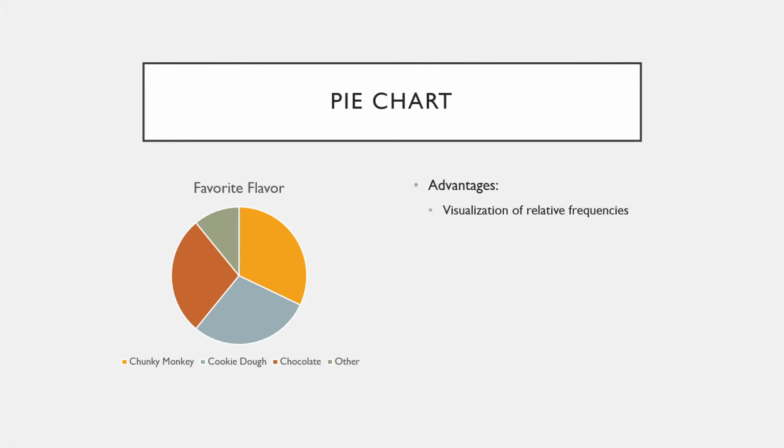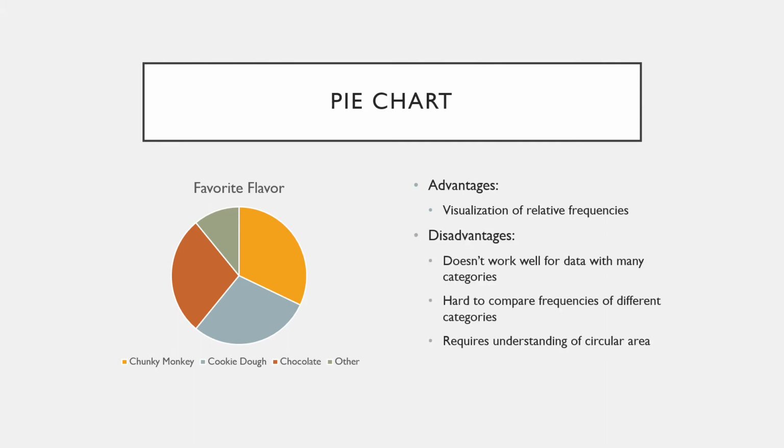Advantages of this one: it's a nice visualization of the relative frequencies, so I can see that here somewhere more than a quarter of people, but less than a half, probably around a third, chose this category. Same with this. This is smaller, maybe like 10% or something like that, so I can see the relative frequency of each group. Disadvantages: it doesn't work well if you have a lot of categories. If we had like 12 different flavors of ice cream listed here, this visualization would start to look really crammed and it would be hard to look at and hard for us to compare. So this really only works when you have like 4 or 5 categories or less.